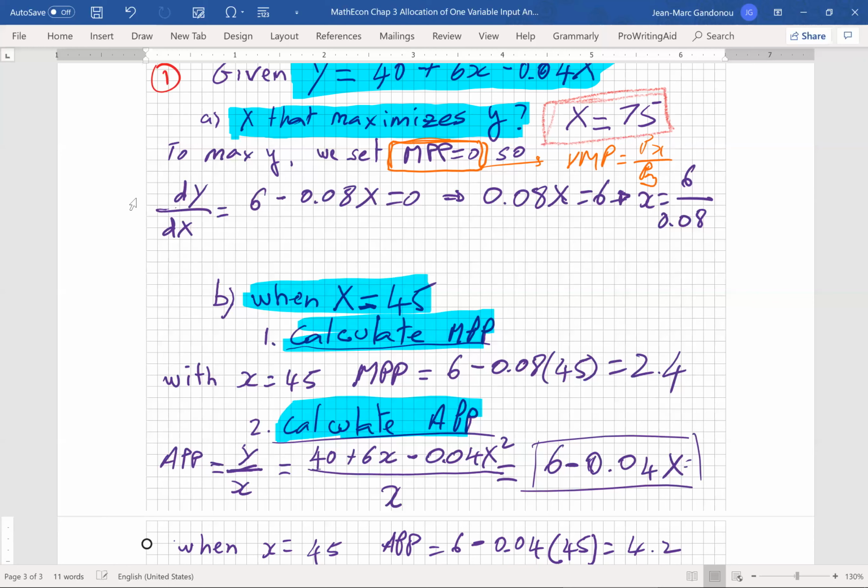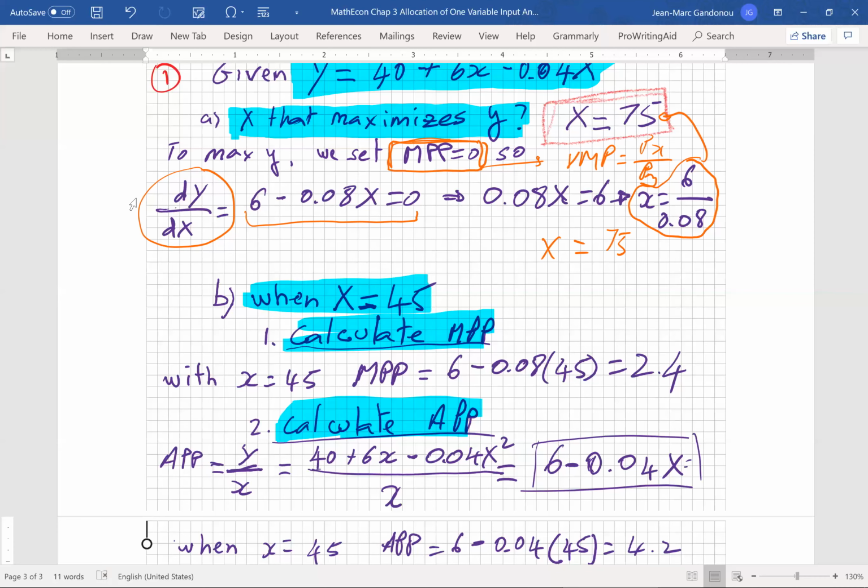And so again, remember to add this dy over dx. So this is our value marginal product. From there, add the dot x, and x is this value here, so we can actually compute it. 6 divided by 0.08 is 75. So x is equal to 75.